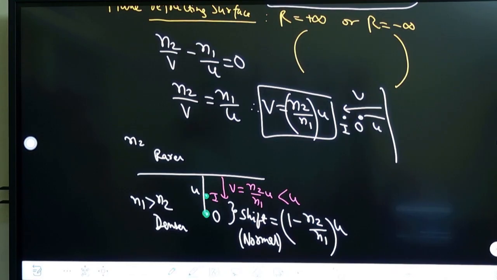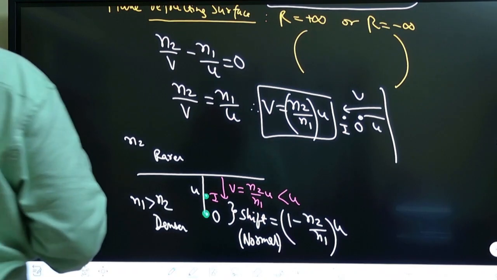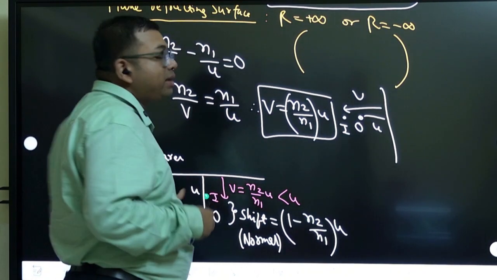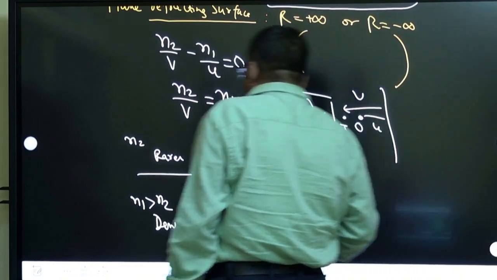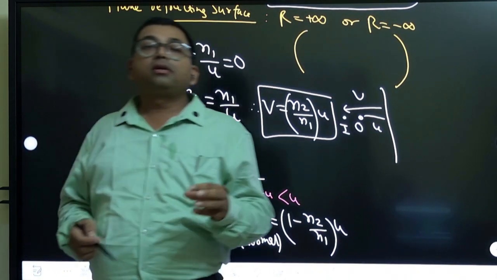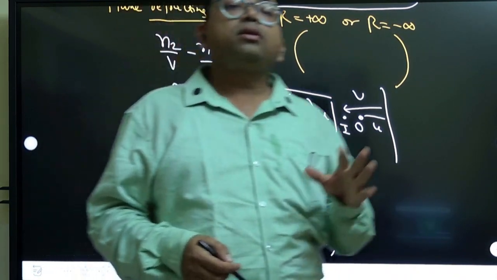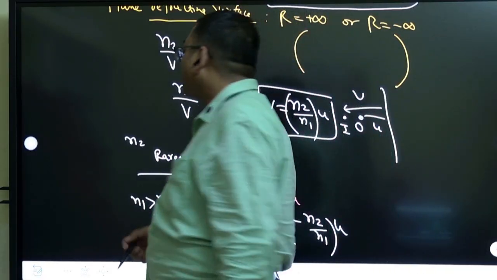So let us go to the next. Now we are done with this normal shift, and then we are going into lenses. Now let us go for lenses. Also, before going into lens, a very important thing is the power of a refracting surface. How to calculate the power of a refracting surface?